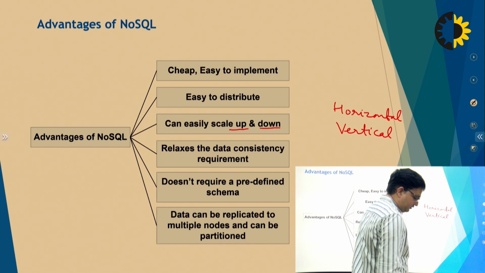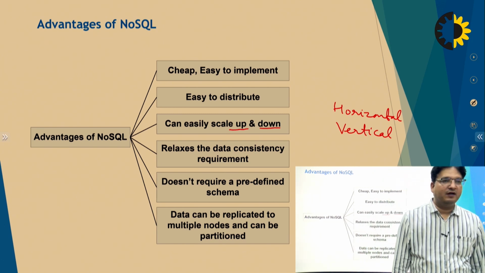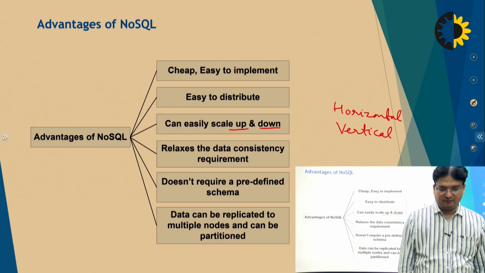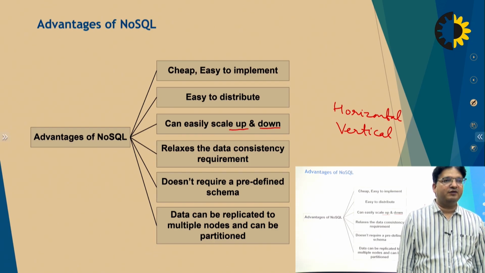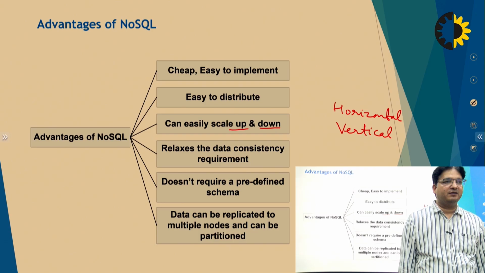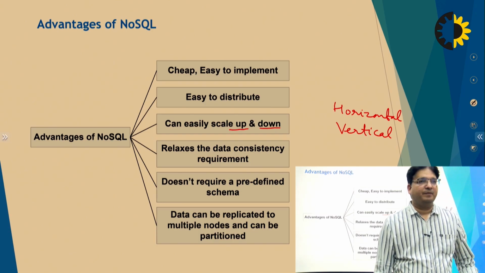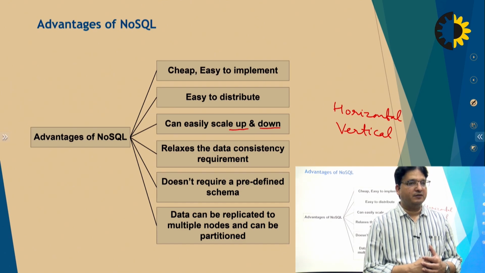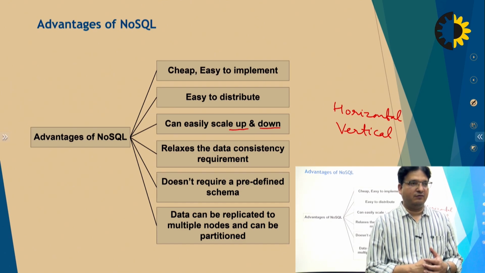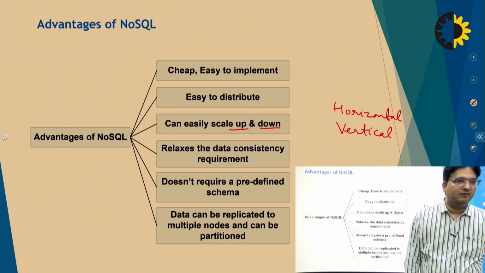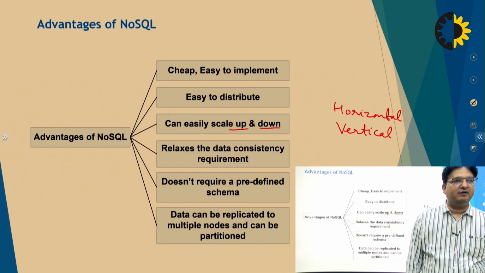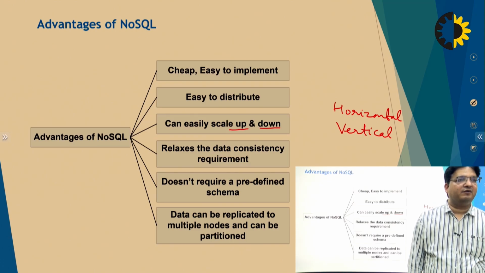In horizontal scaling, what we do is we add more nodes to the existing systems. That is, the number of components or the number of systems increases. Whereas in vertical scaling, we increase the computing power of the system by increasing RAM and hard disk and all those things. So NoSQL offers easy scaling up or scaling down depending on the requirement.